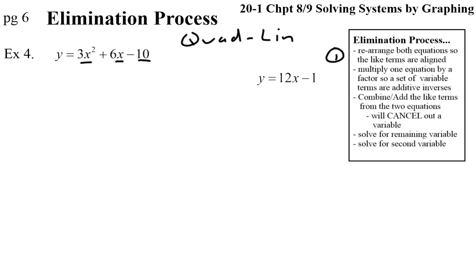I'm actually just going to get rid of that, and I'm just going to rewrite it. y equals 12x minus 1. And if I want, I could even put a 0x squared in there if I wanted something to work with, but I want everything lined up.